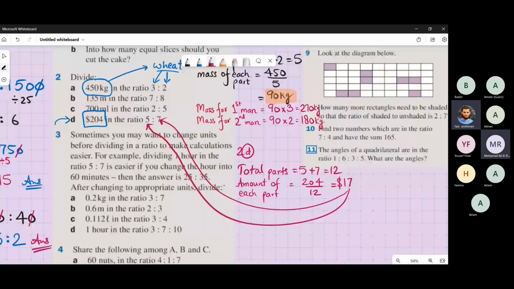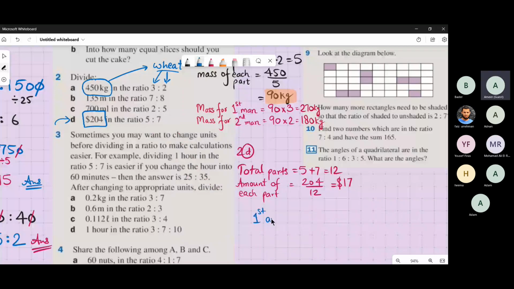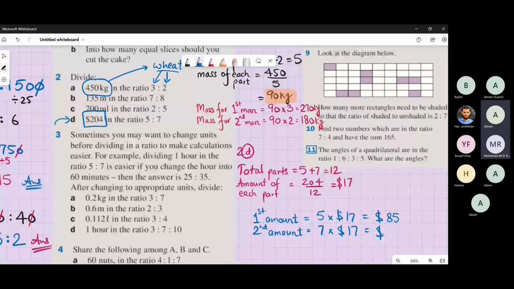So you will just write the first amount, 85, and the second amount, 119. The first amount is 5 times 17, which is 85. The second is 17 multiplied by 7, which equals 119.